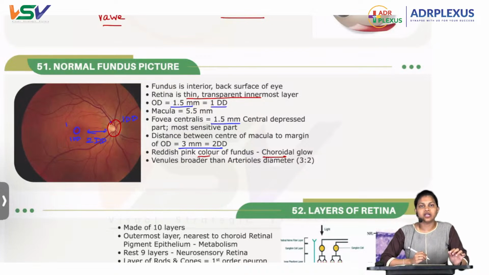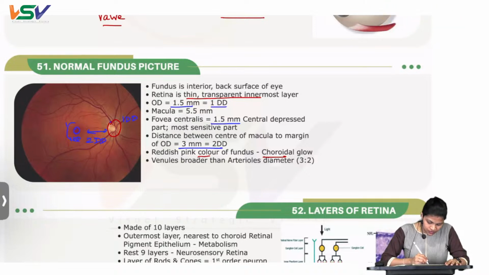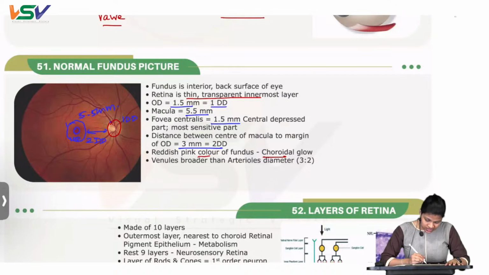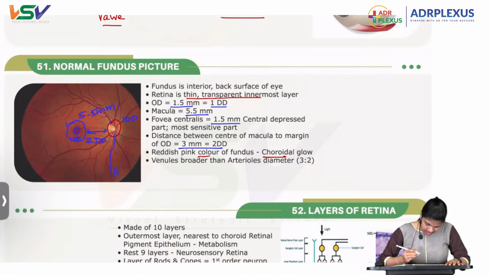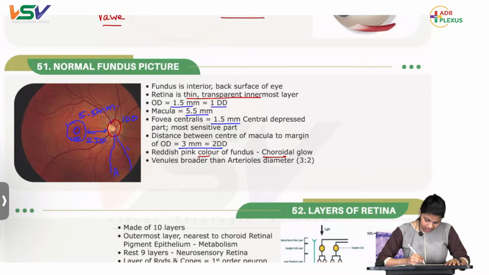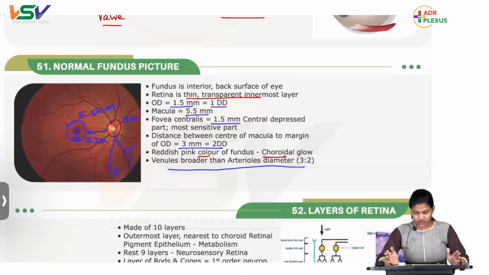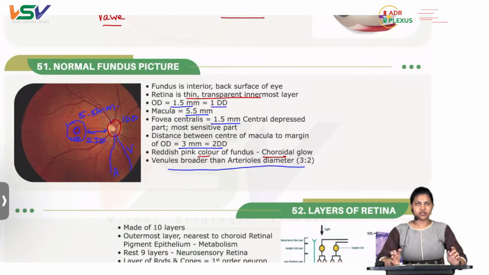Now, the fovea is the central part of the macula, so the whole macular area is around 5.5 mm. Next, what you see are these vessels. The vessels which are thin and bright red in color are the arteries, and those which are purplish red in color and broader are the venules. The venules are broader than the arterioles, so the ratio is 3:2. So this is the normal fundus picture.